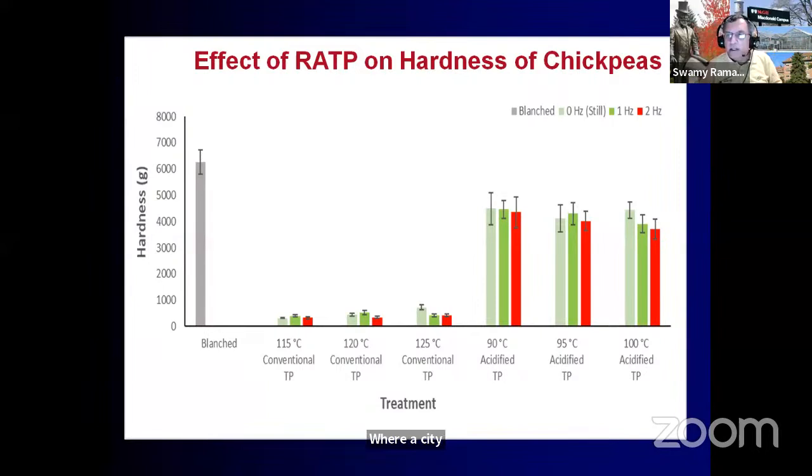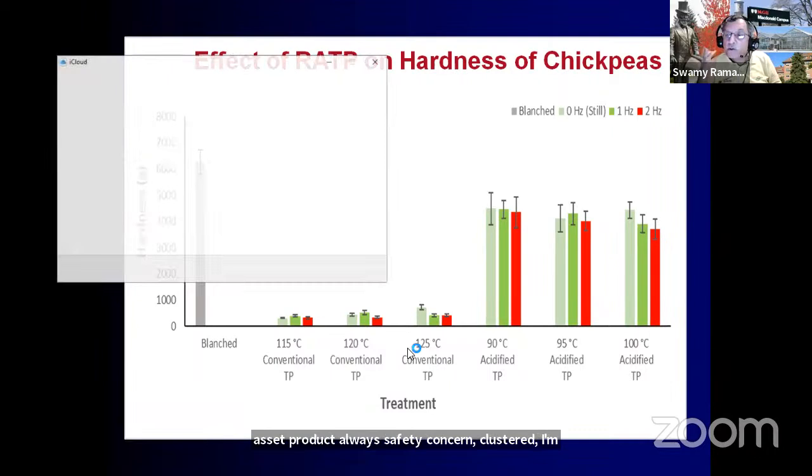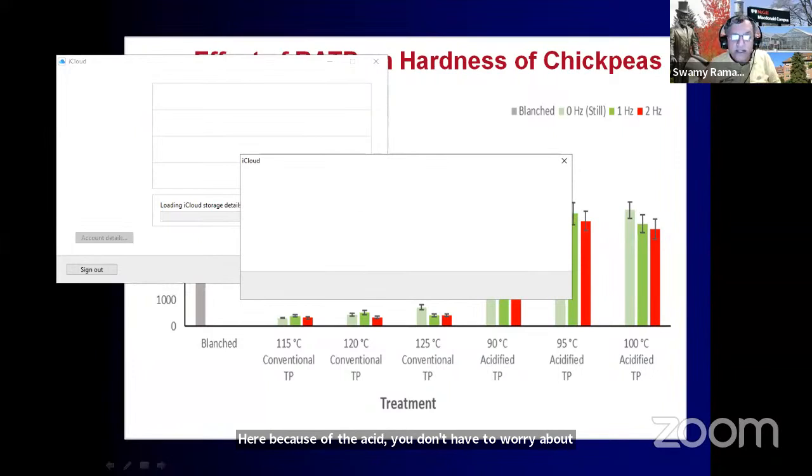So I think it's a very important step that we can make use of in India in order to promote this. Also, it can be easily done at home. Home canning is very easy. There's no big safety issue, whereas with low acid products there is always the safety concern of Clostridium botulinum. Here, because of the acid, you don't have to worry about Clostridium botulinum. So that's why it's very, very attractive.